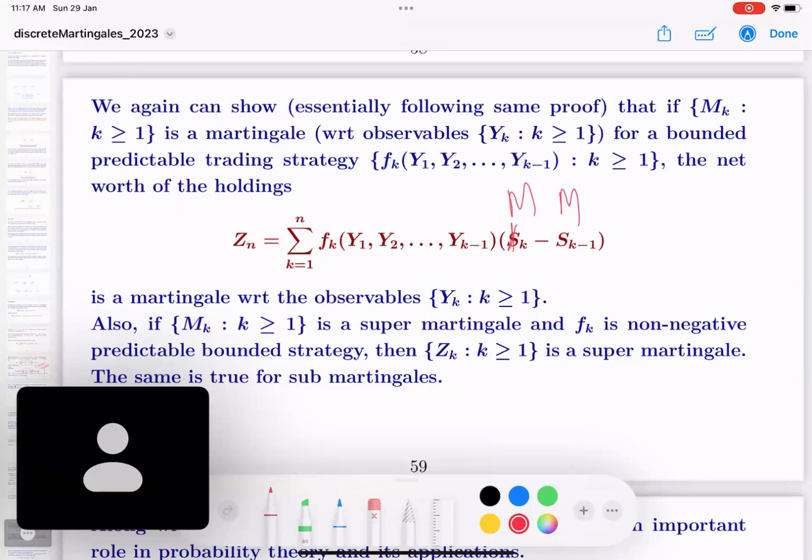If M was a supermartingale and Fk is non-negative, then the corresponding object stays a supermartingale, and a submartingale stays a submartingale if the multipliers are non-negative. So a martingale transforms a martingale to a martingale, but the same transforms a submartingale to a submartingale if it is non-negative valued, and transforms a supermartingale to a supermartingale if it is again non-negative valued.